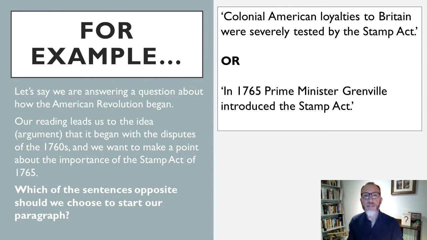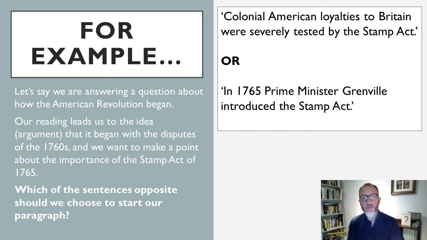So let's take an example. Let's say that we were answering a question about how the American Revolution began. We've done lots of reading about this, and it's led us to the argument that the revolution began with the disputes of the 1760s. And we want to make a point about the importance of the Stamp Act of 1765. Which of those sentences opposite should we choose to start our paragraph about that, do you think?